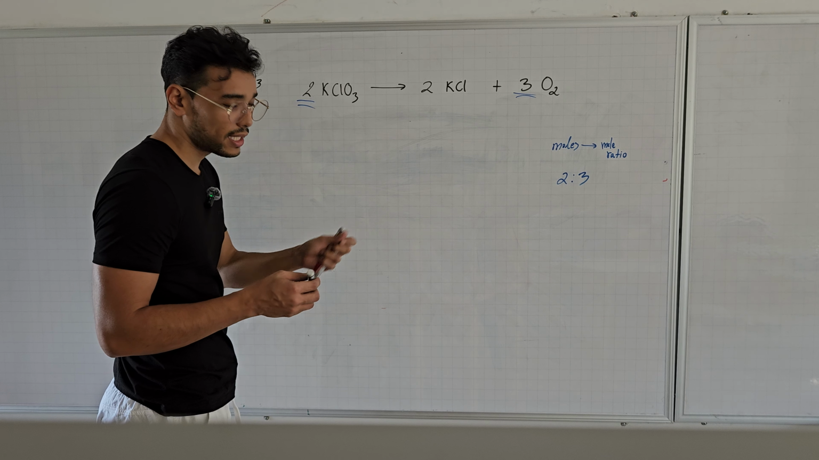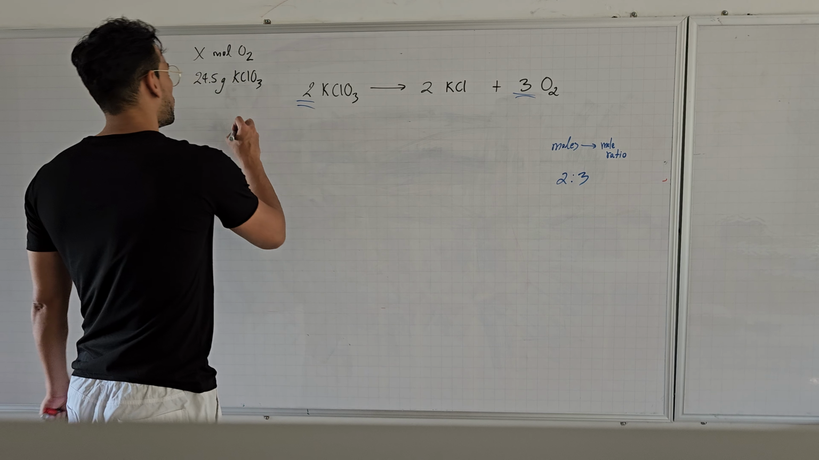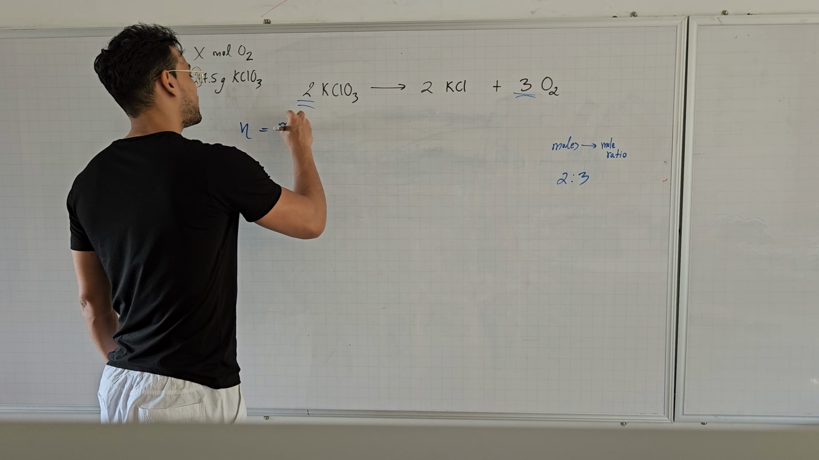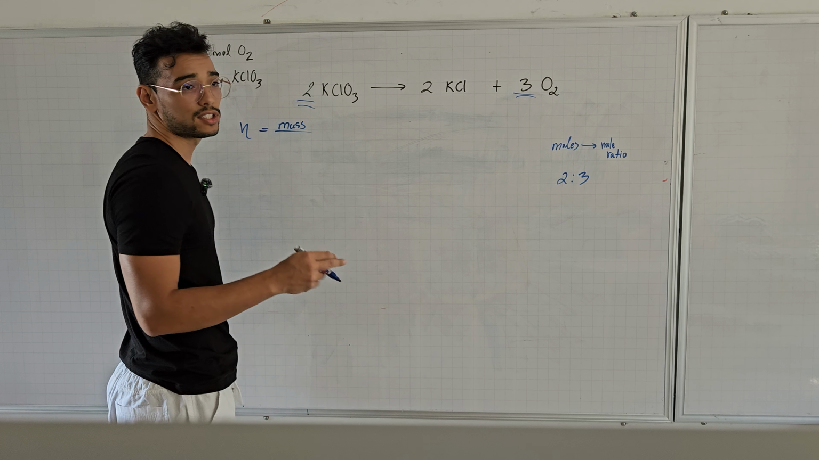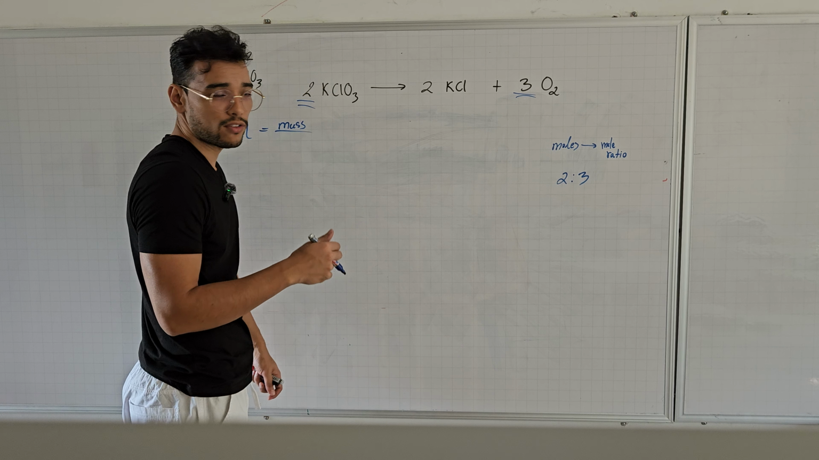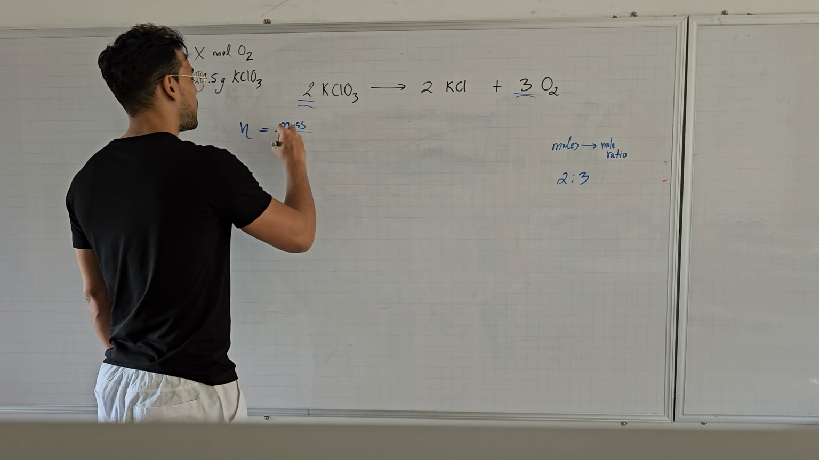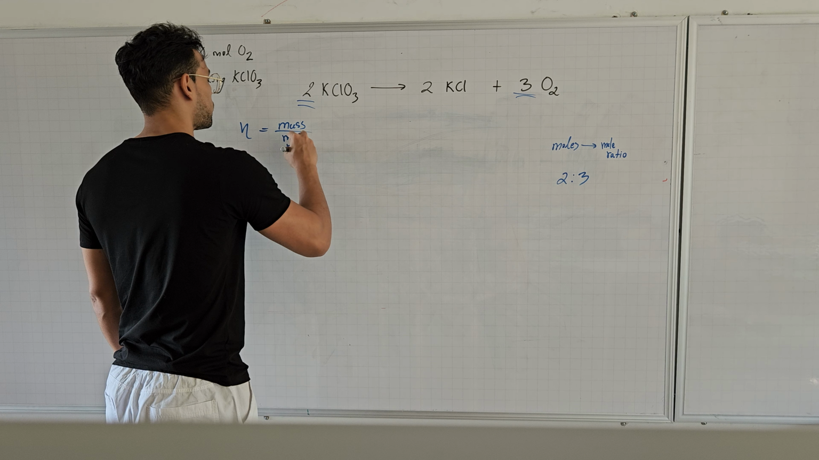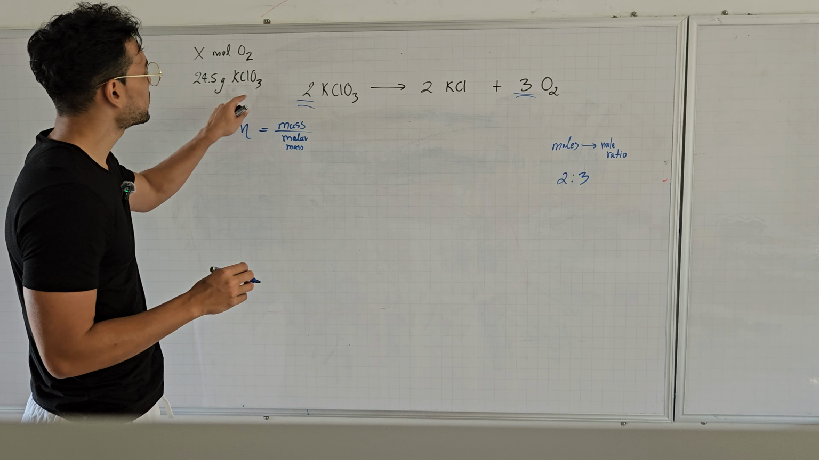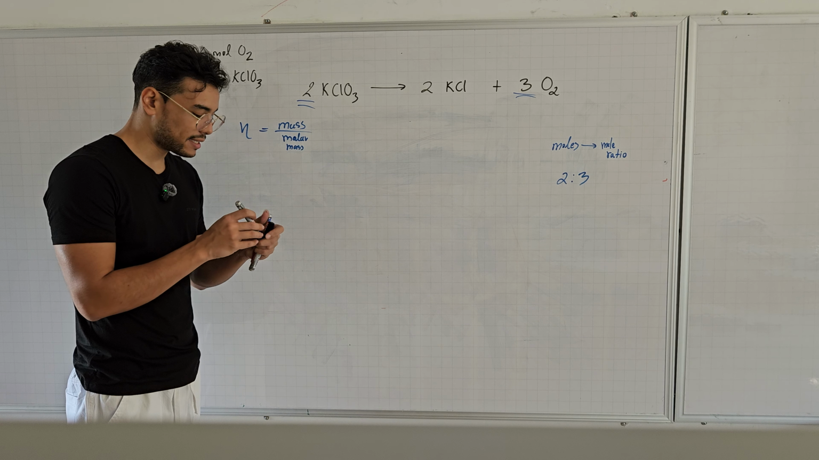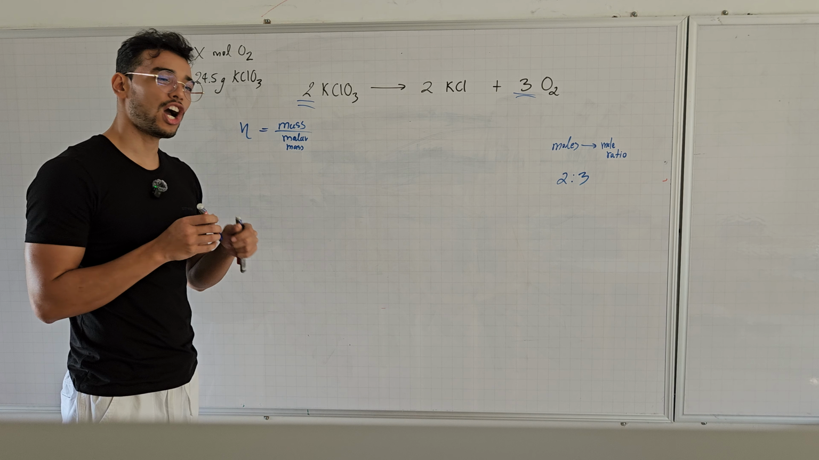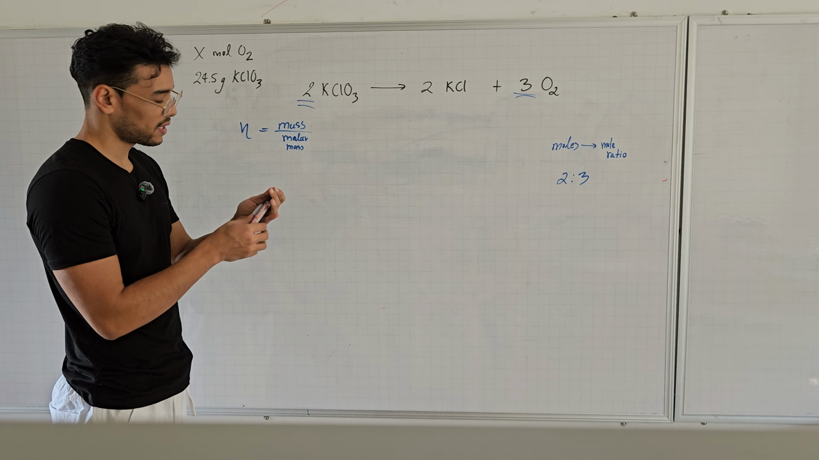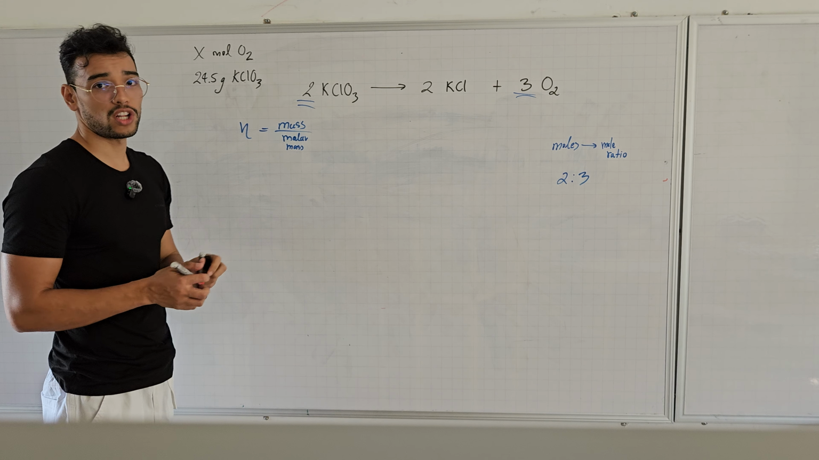Option number 1 is using formulas. We know that n, which is the number of moles, is equal to the mass given, just a random amount of mass, divided by the molar mass. What is the molar mass in this problem? The molar mass is nothing more and nothing less than the addition of all the atomic masses in a molecule. So we have potassium chlorate.